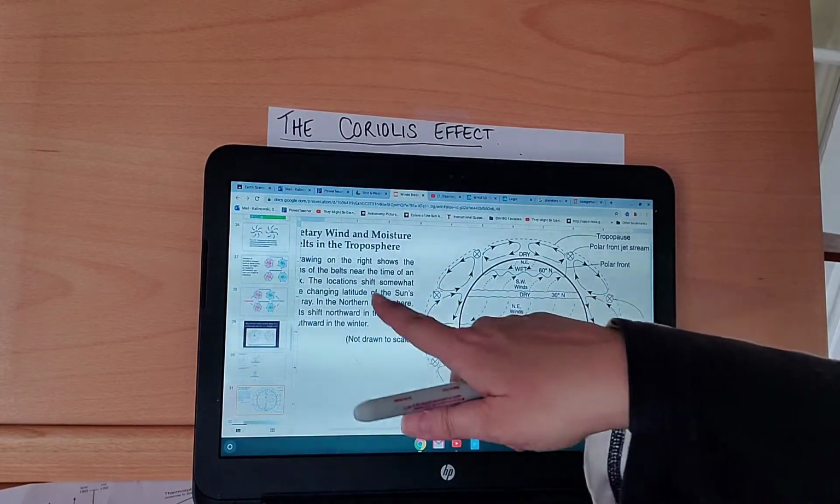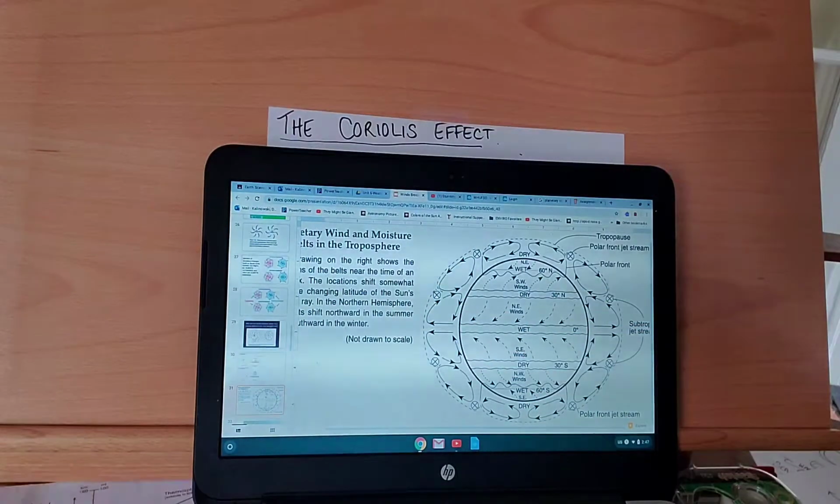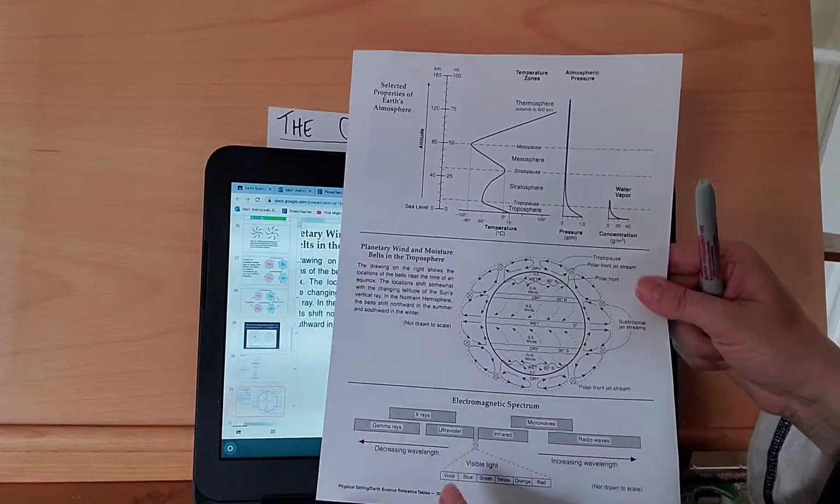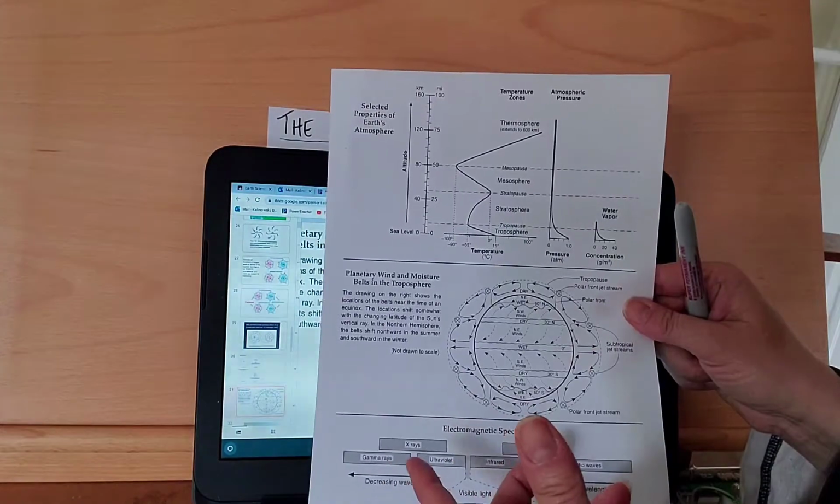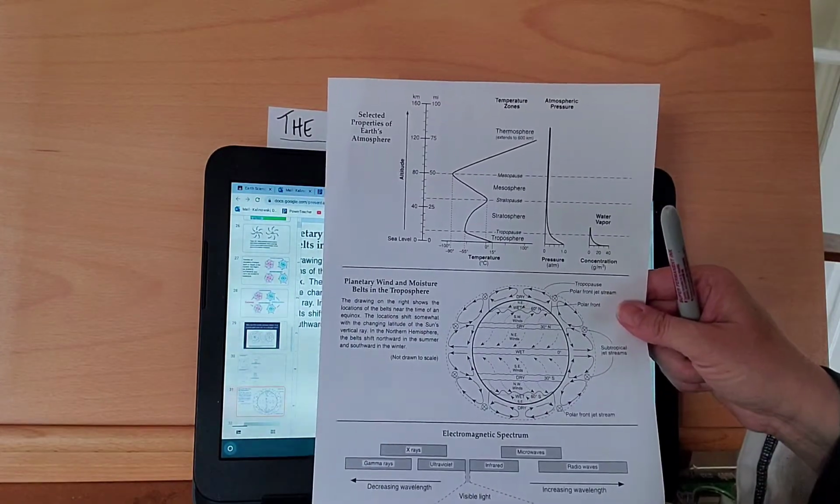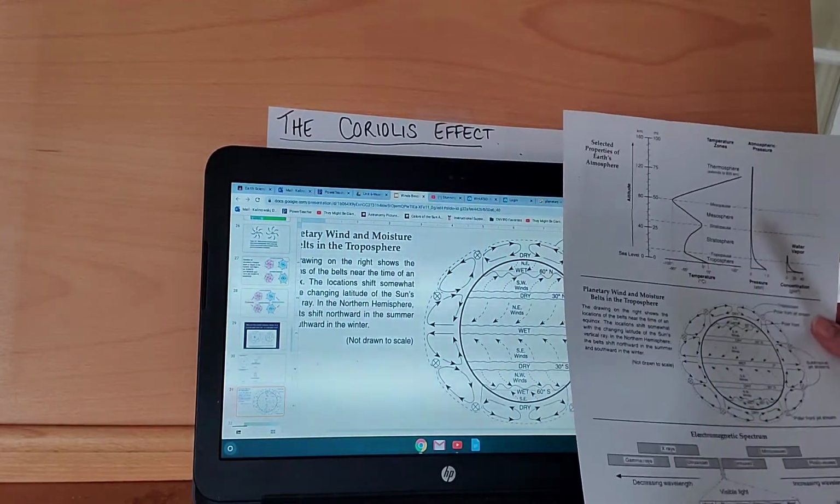Now, some of this got cut off, but whenever we start on a new chart in the reference table, we start at the top and sides and with the definition and the title of the chart. So this is called Planetary Winds and Moisture Belts in the Troposphere. I know it got cut off on here, but just read your reference table along with it.